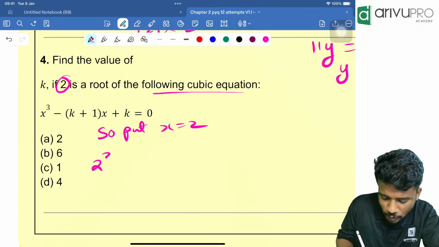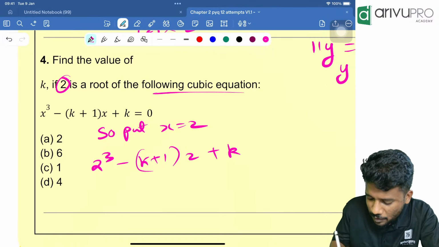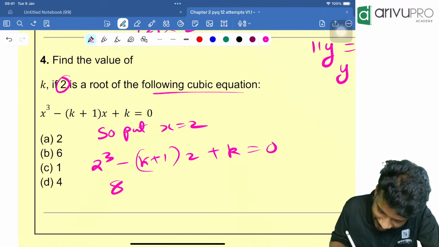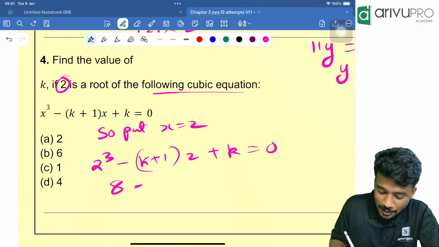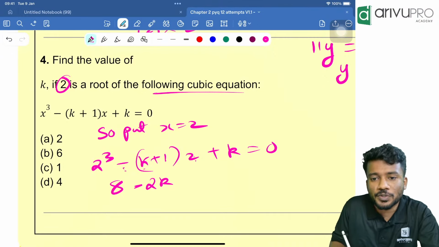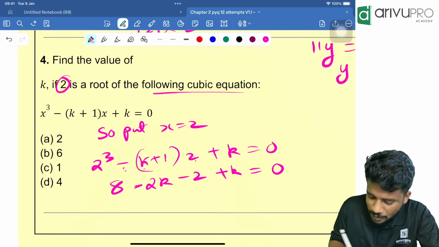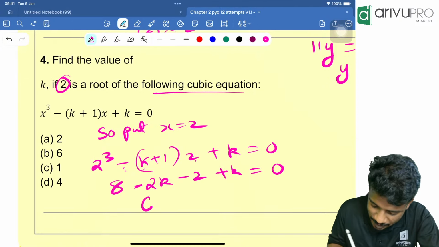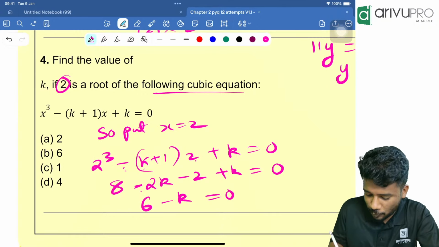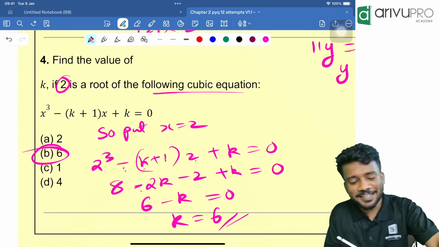That means 2 cube minus (k plus 1) into 2 plus k is equal to 0. 2 cube is 8, minus, open the bracket, minus k into 2 is minus 2k, minus 1 into 2 is minus 2, plus k, which is equal to 0. 8 minus 2 is 6. Minus 2k plus k is minus k, which is equal to 0. So k is equal to 6. Option B is your answer.